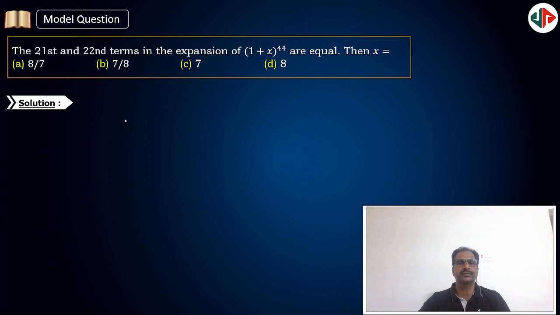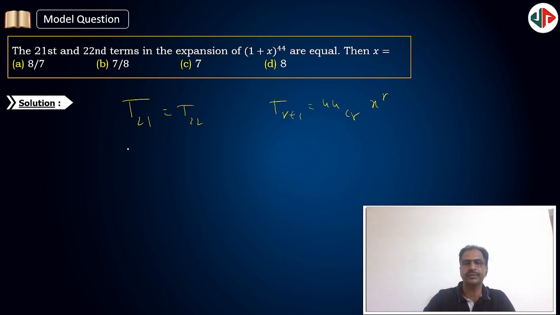Next question. The 21st and 22nd terms in the expansion are equal. That is T21 and T22 are equal, given. What is T(r plus 1)? 44Cr, 1 power 44 minus r, x power r. How to get T21? Put r is equal to 20. So 44C20 x power 20. Put r is equal to 21. 44C21 x power 21. You can cancel x power 20 there. So 44C21 by 44C20 is equal to 1 by x.